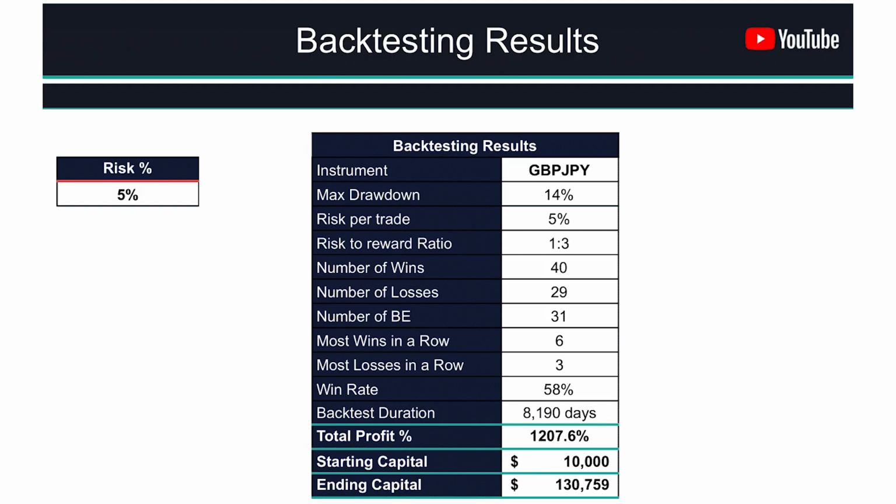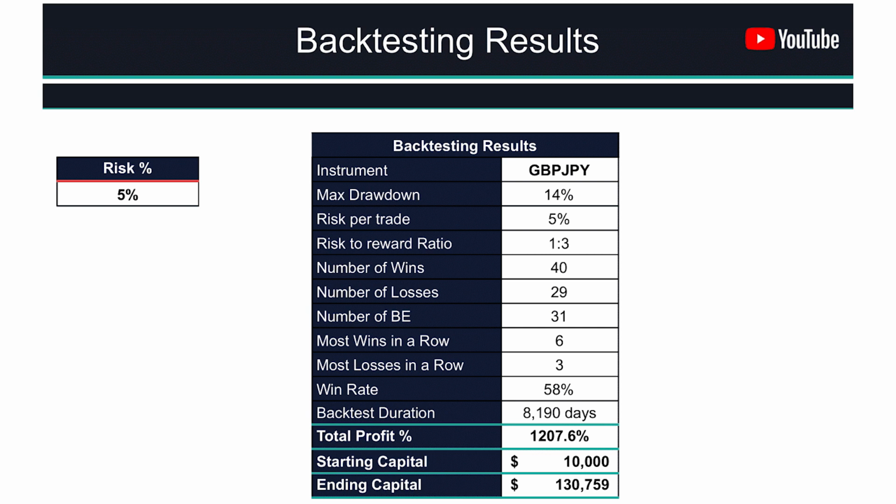So there you go, guys, the backtesting results of GBP/JPY. We had a maximum drawdown of 14% while risking 5% per trade with a risk to reward ratio of 1 to 3. We had 40 wins, 29 losses, and 31 break-even trades with a maximum of 6 wins in a row and a maximum of 3 losses in a row. So that gives a win rate of 58% just over 22 years.